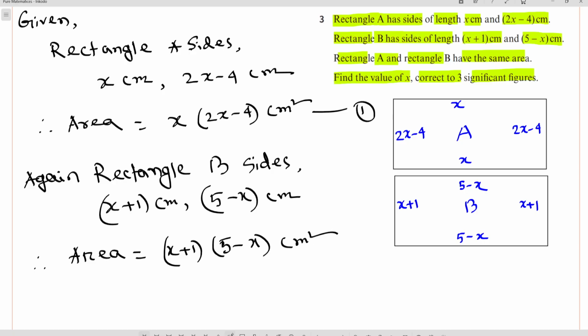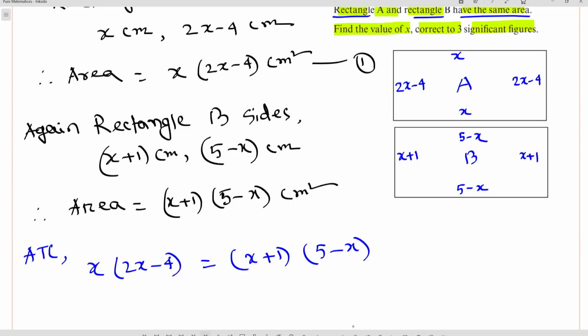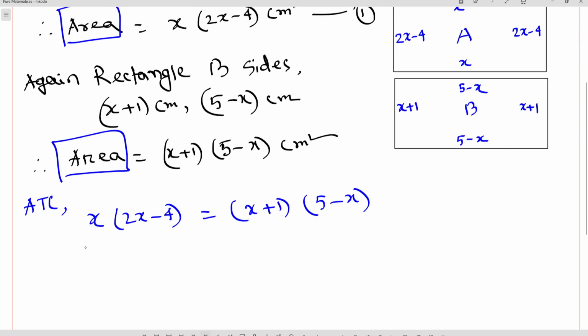Okay, very simple. Now here it is mentioned rectangle A and rectangle B have the same area. So according to the condition, because areas are the same, we can write x times 2x minus 4 equals x plus 1 times 5 minus x.